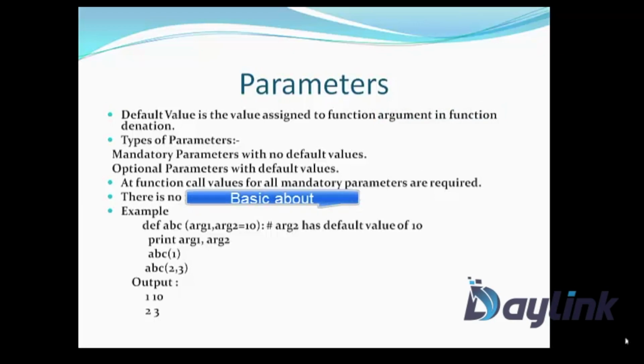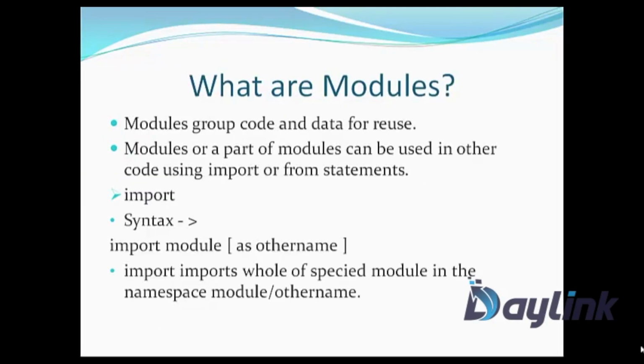For example, def abc argument 1 and argument 2 is equal to 10. Here 10 is the default value of argument 2. Print argument 1 and argument 2. First of all, we call the function abc and pass only argument 1, so our output is 1 and 10. But in the second line, we pass two arguments, 2 and 3, so our output is 2 and 3.